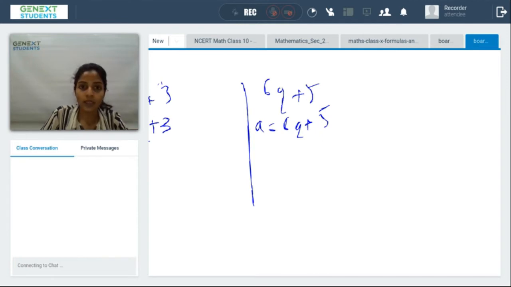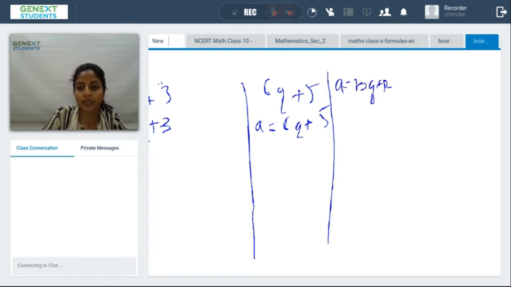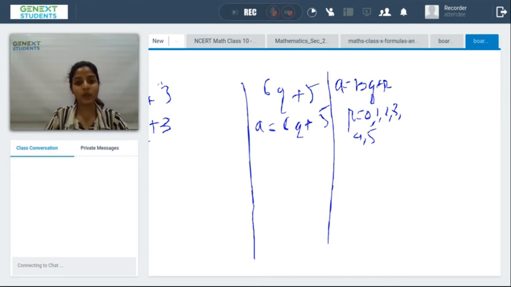So, now if we have this 6 as b, a equals b q plus r, so we know that r will always be equal to 0, 1, 2, 3, 4 and 5. Why not 6? Because we don't want the number equal to or greater than the divisor, right? So we will take 1, 2, 3, 4, 5, and we'll be substituting the values for all these cases, right? So just take another board.